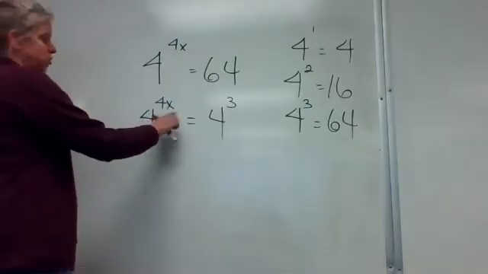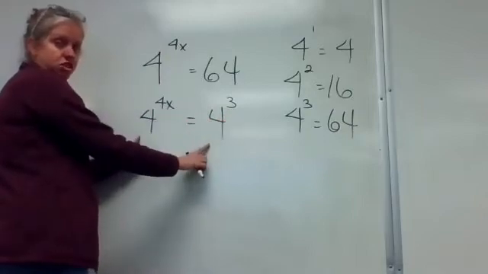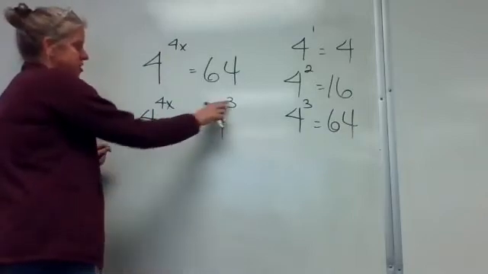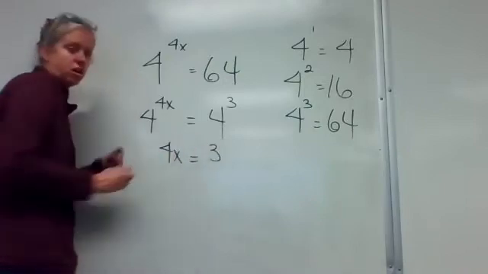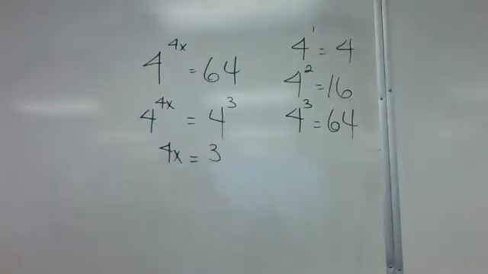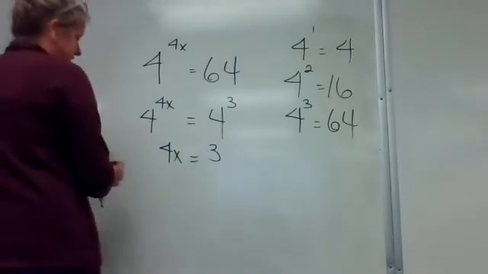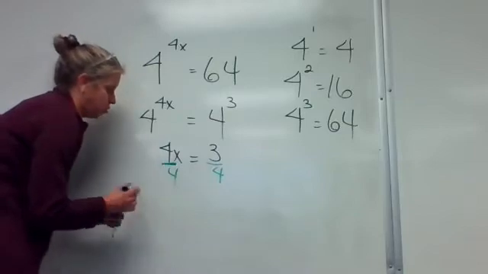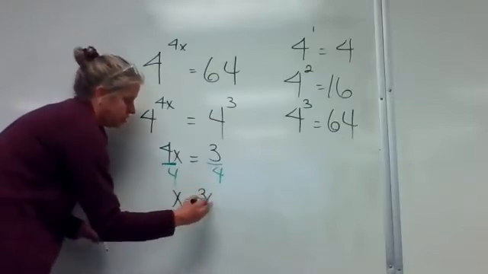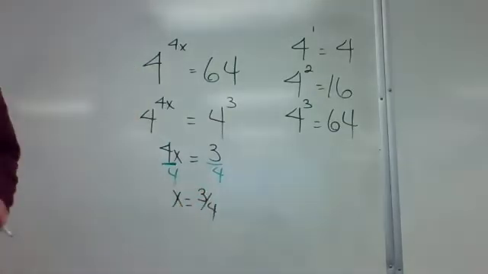So just like the last one, if you can turn your bases the same, then your equation is solved by saying that exponent is equal to the other exponent. This one just has one more step, right? To get the x by itself, I need to divide both sides by 4. So x equals 3/4.